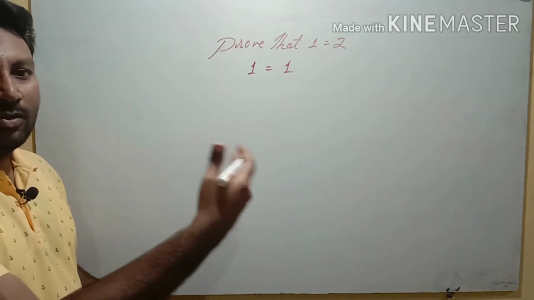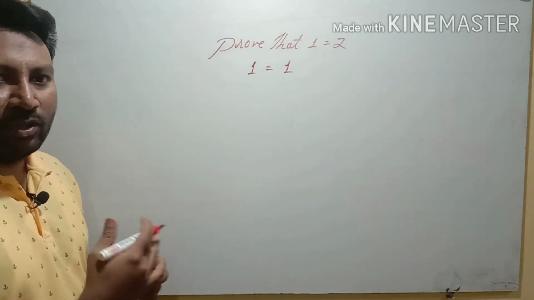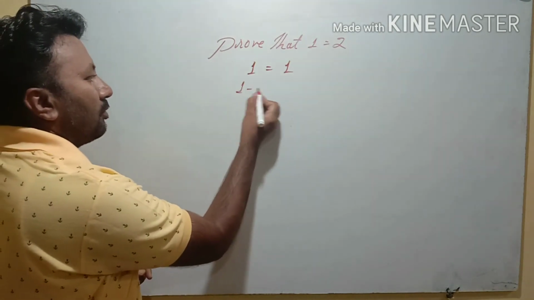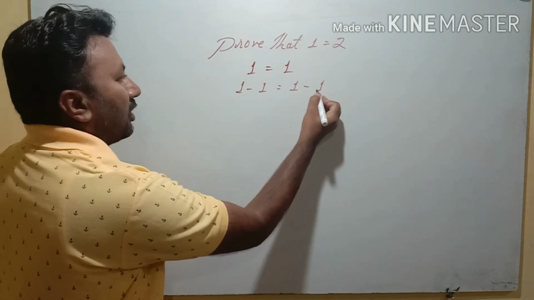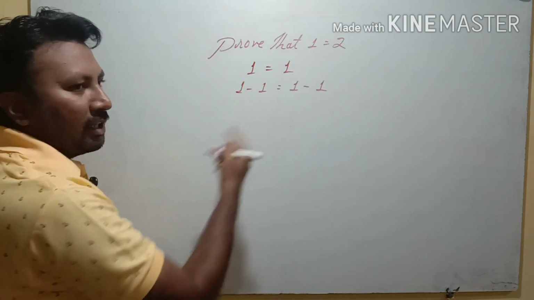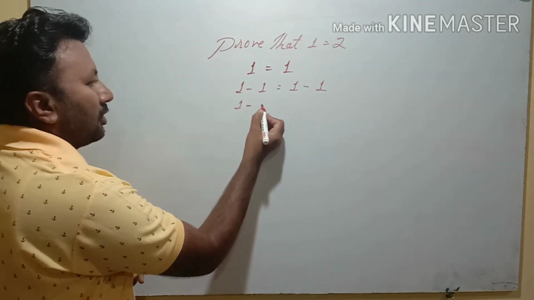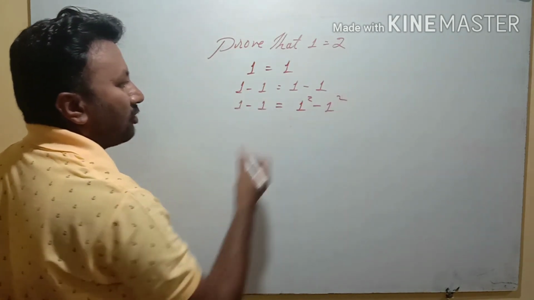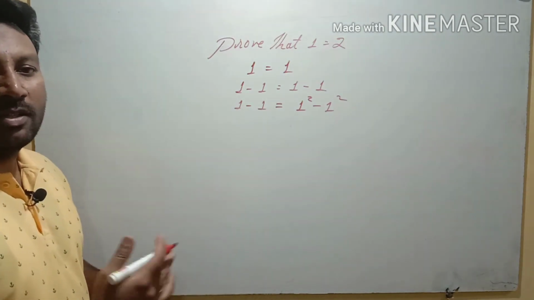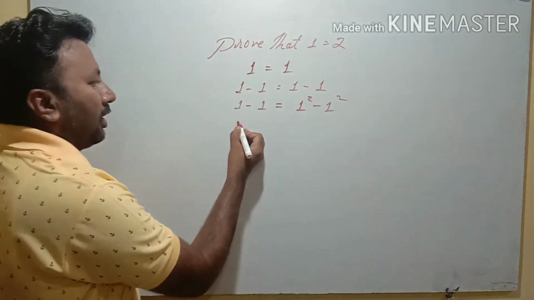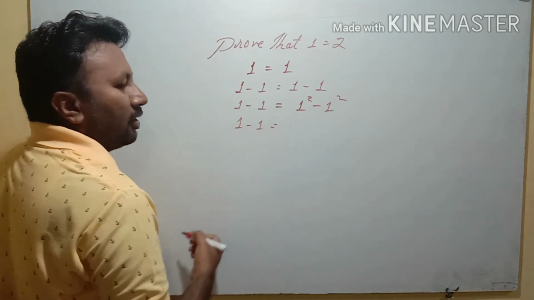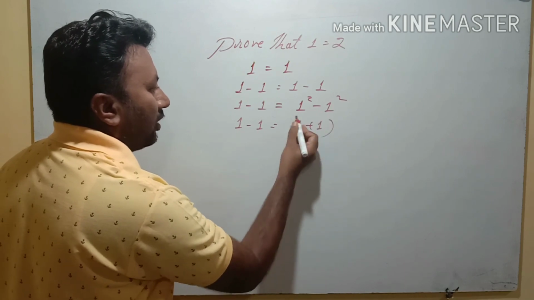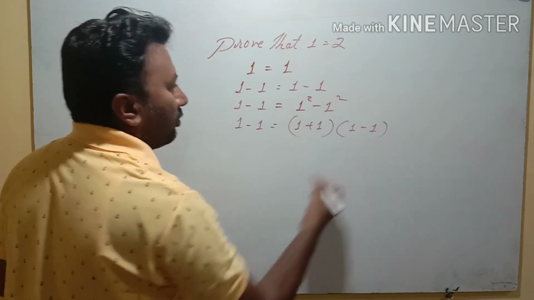Now let us go to the second axiom of Euclidean geometry: if equals are subtracted from equals, the remainders are equal. That is, 1 minus 1 is equal to 1 minus 1. I am subtracting 1 on both LHS and RHS. Now write it as it is: 1 minus 1, which can be written as 1 squared minus 1 squared. What is the formula for a squared minus b squared? It is (a plus b) into (a minus b). Again, 1 minus 1 is in the form of a squared minus b squared, so it can be written as (1 plus 1) into (1 minus 1).